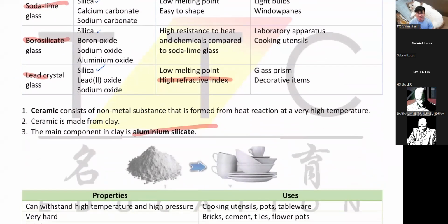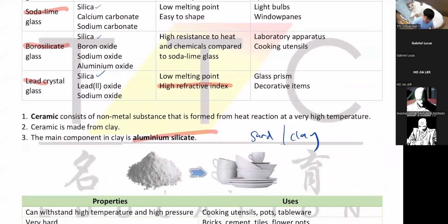So actually, what's the difference? Guys, do you know what's the difference between sand and clay? Sand is very rough. If you zoom into sand, right?